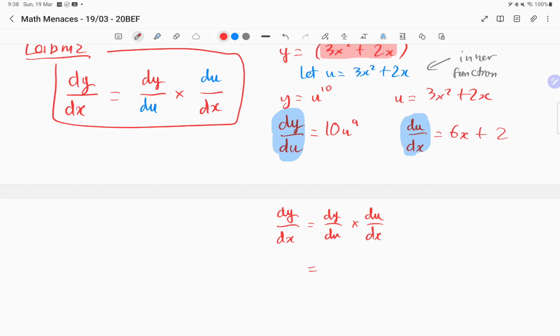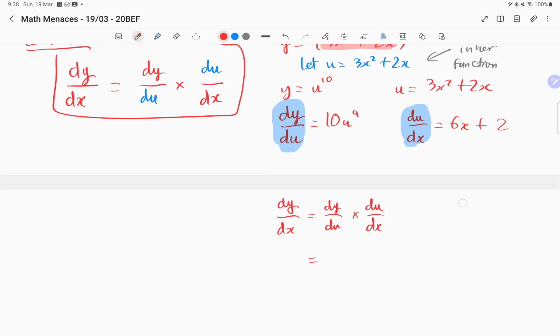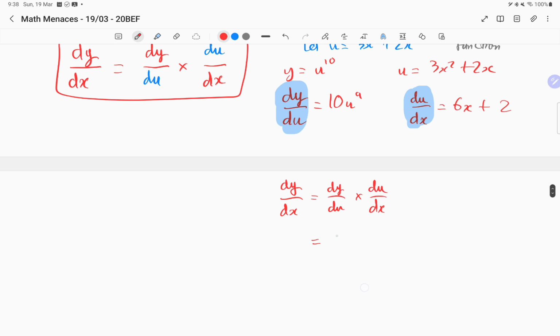Always write the formula if you use this, because even if you mess up everything else, that gives you 1 mark in the exam. You can't afford losing 1 mark. Sometimes that mark is what brings you to the next bracket. I've had many students who are up by 1 mark and go from 11 out of 15 to 12 out of 15. That's a significant increase, a whole percent by just getting 1 mark. It brings you to the next bracket. Anyway, so then that would be 10u to the power 9 times by 6x plus 2.